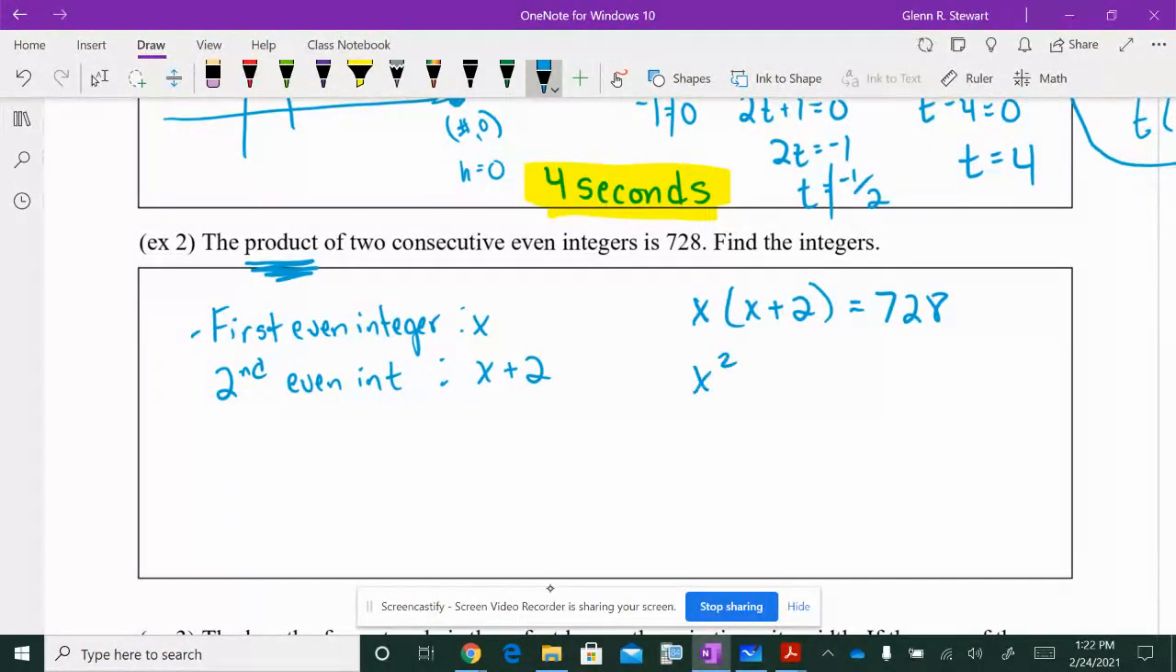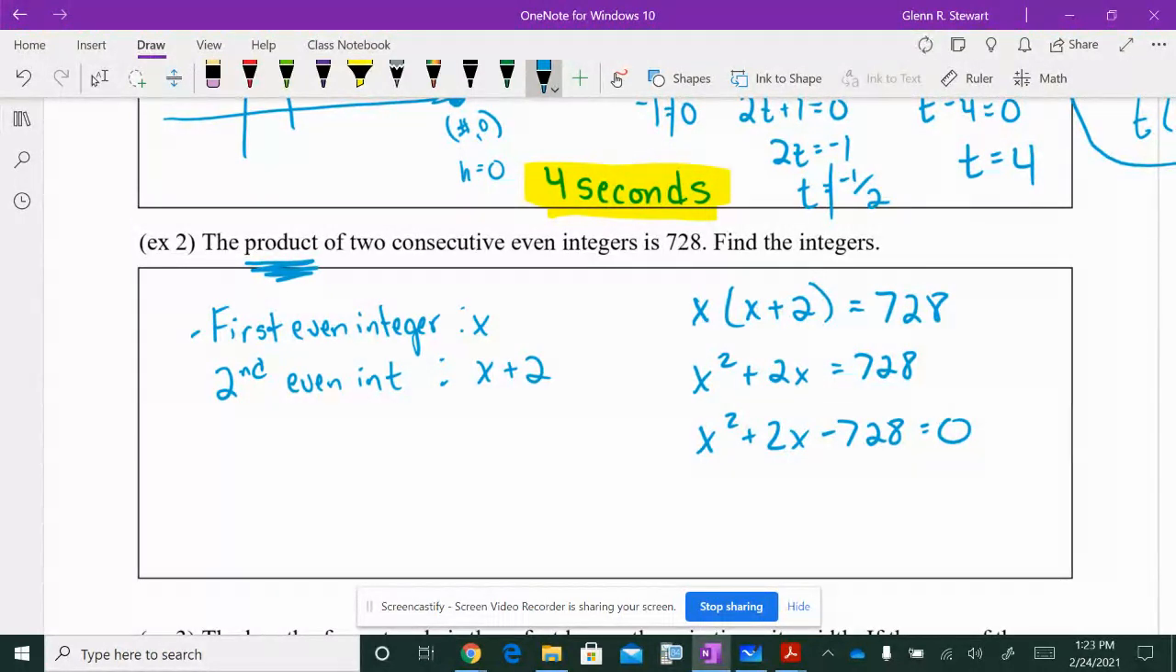So x squared plus 2x is equal to 728. Now, of course, I want to factor, and in order to factor, I need to get the 728 over to the other side. X squared plus 2x minus 728 equals 0. You might need your calculator a little bit for this one.